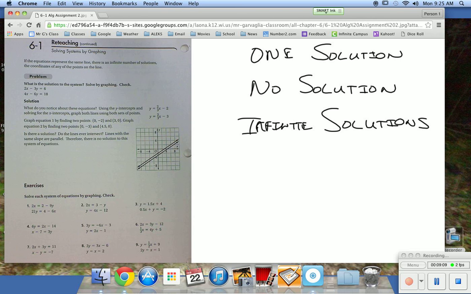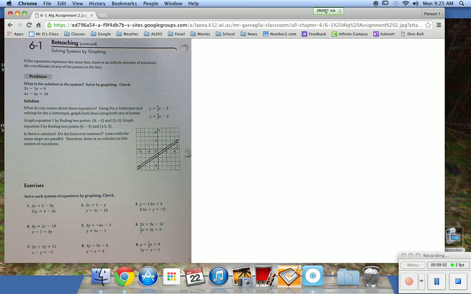Can they both be positive? One goes this way, one goes this way. All right, and then your solution would be up here.